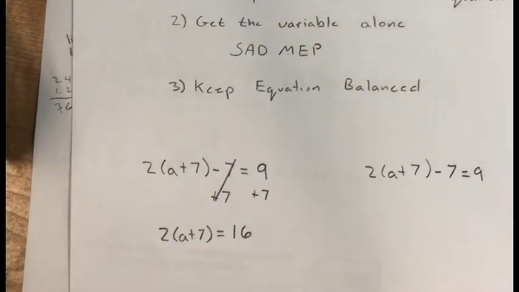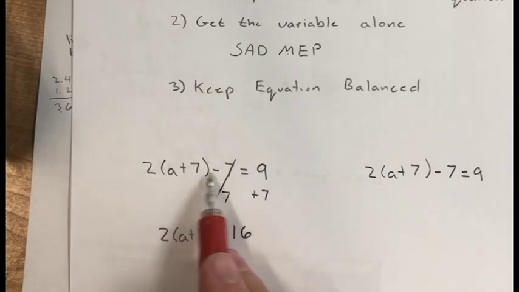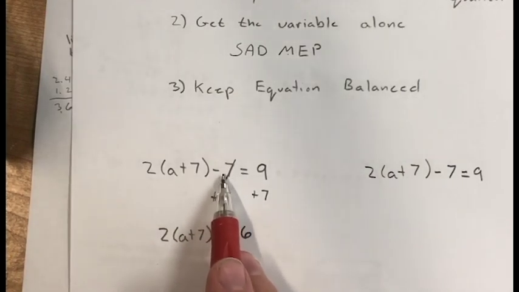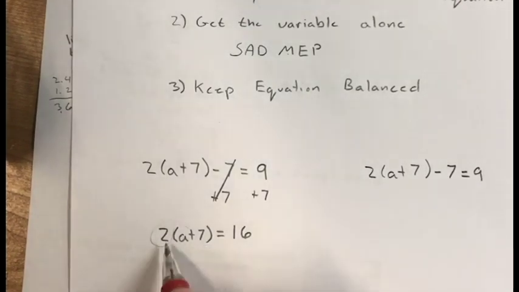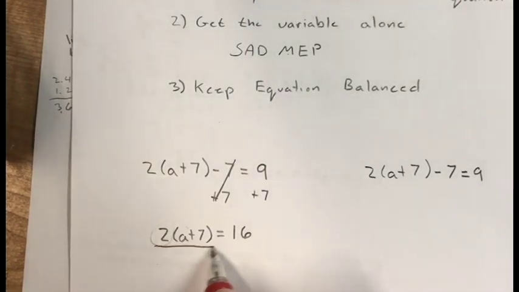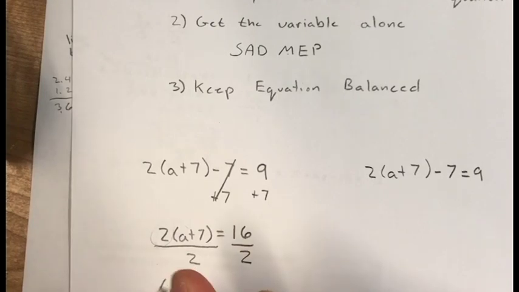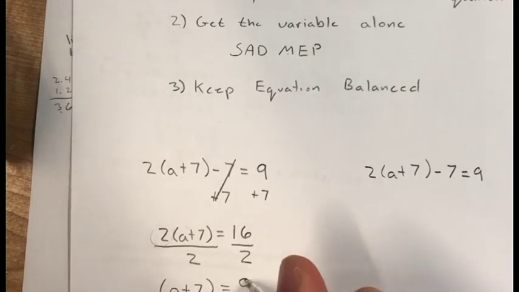All right, now my job is to continue with SADMEP. I did my first subtraction and addition, got rid of that. Now I can look for multiplication and division. Well, I have a multiplication here, which is this guy right here. How do I get rid of multiplied by 2? Well, I divide by 2 on both sides. When I do, that leaves me with (A plus 7) in parentheses equals 8.